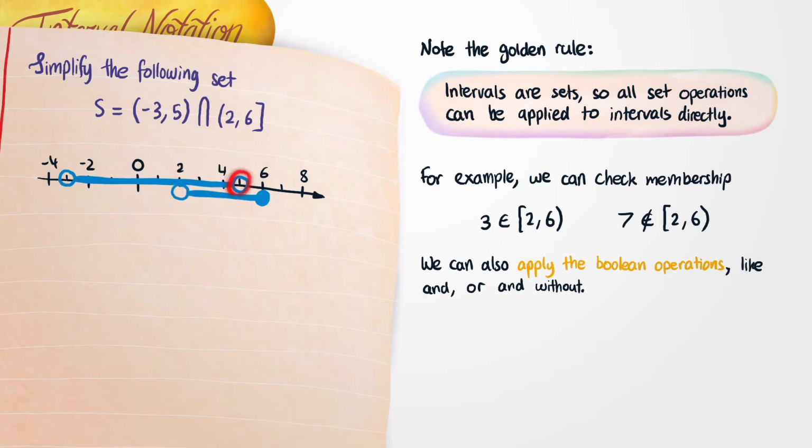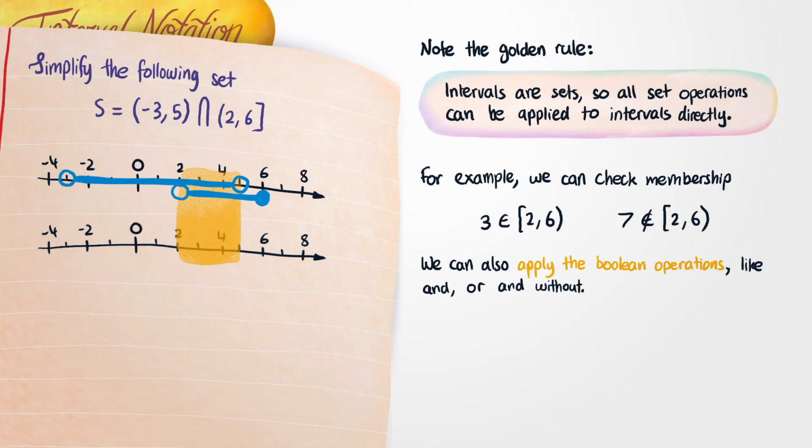But any number bigger than this 5 over here is not going to be included. For example, 5.5 does not lie in the first set, and it does lie in the second set. But then, for example, the number 8 lies in neither set. And the number 6 is included in the second set, but it's not included in the first set.